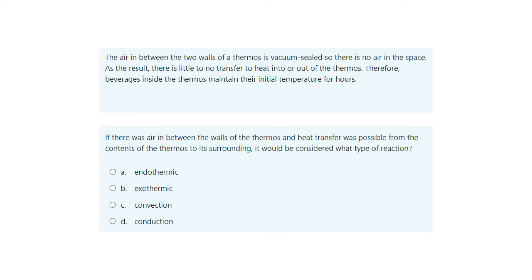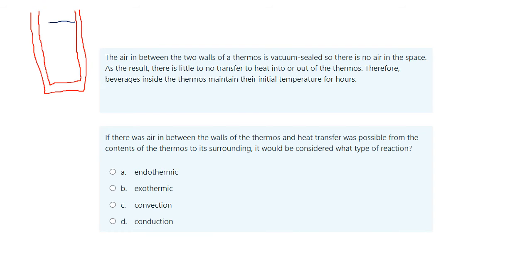So the air in between two walls of a thermos is vacuum sealed, so there is no air in the space. As a result, there is little to no transfer of heat into or out of the thermos. Therefore, beverages inside the thermos maintain their initial temperature for hours. If there was air inside the wall and heat transfer was possible from the contents of the thermos to the surrounding, it would be considered what type of radiation or what type of reaction.